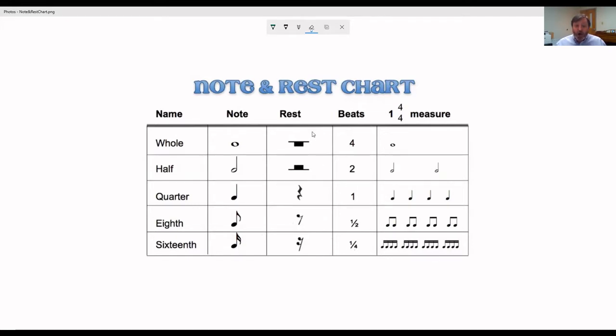Now our rest symbols are telling us when to be quiet, but they're telling us to be quiet for the same number of beats as our respective note symbols. So a whole rest means we've got to be quiet for 4 beats. A half rest means we've got to be quiet for 2 beats. A quarter rest, 1 beat of silence. Eighth rest, half a beat of silence. And a 16th rest, a quarter beat of silence.